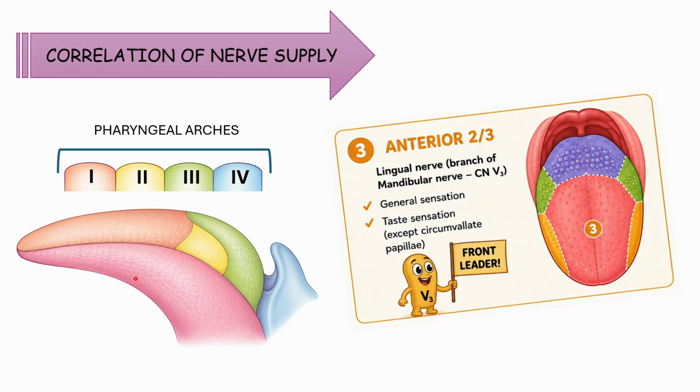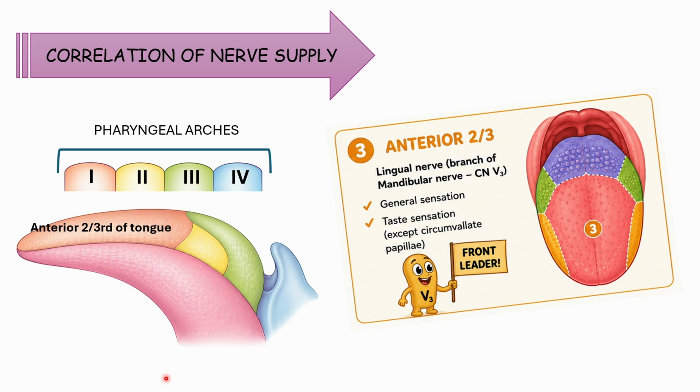Now the anterior two-thirds of the tongue is developed from the first arch. Now in the first arch, we have the mandibular nerve, which is the nerve of the first arch, and we have the chorda tympani nerve, which is the pretrematic nerve of the first arch. Because of this, the general sensations are carried by the lingual branch of the mandibular nerve, and the special sensations are carried by the chorda tympani nerve from the anterior two-thirds of the tongue.